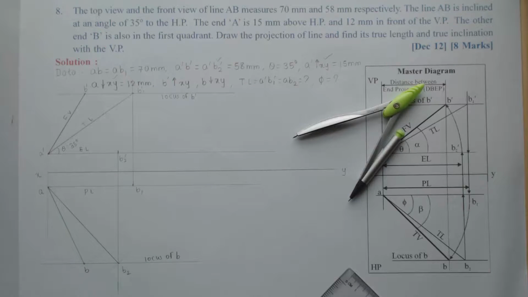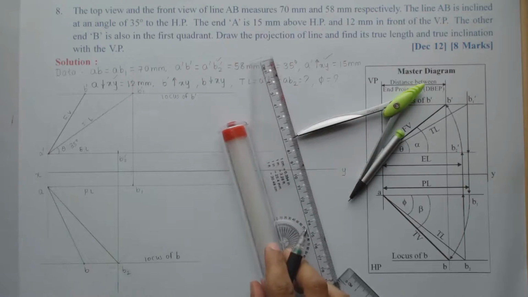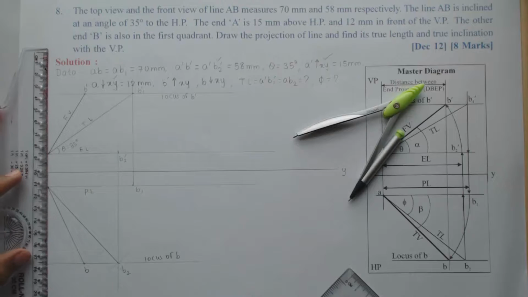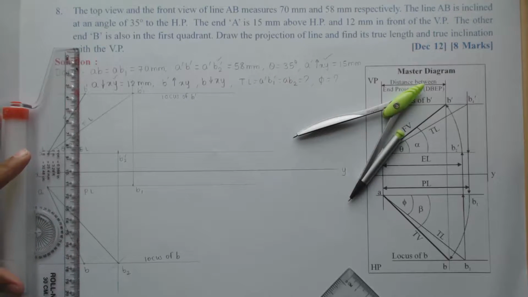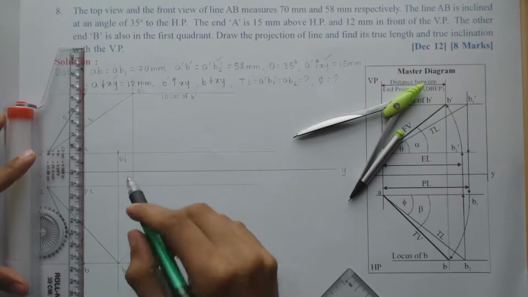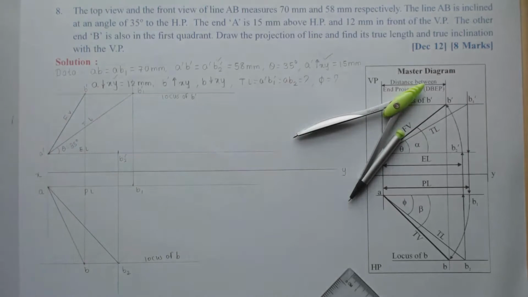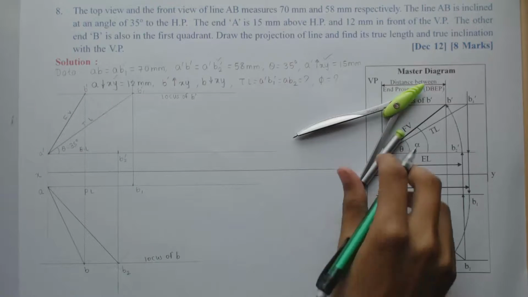Now again, we'll check the test of correctness, which is B and B dash should lie on the same vertical projector. Some minute errors are acceptable. If you see, they are almost lying on the same vertical projector. So our solution is right.